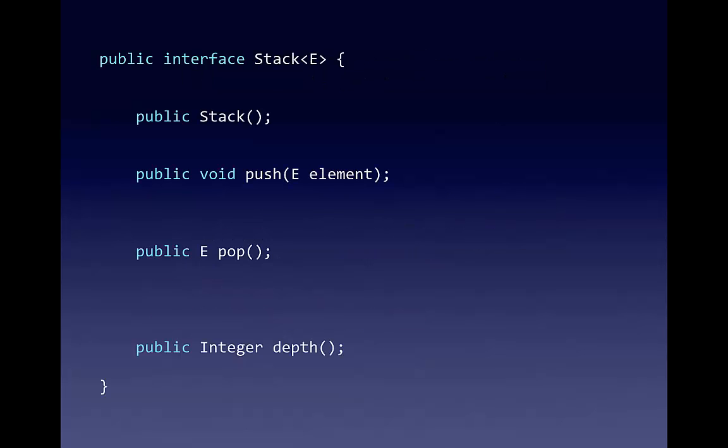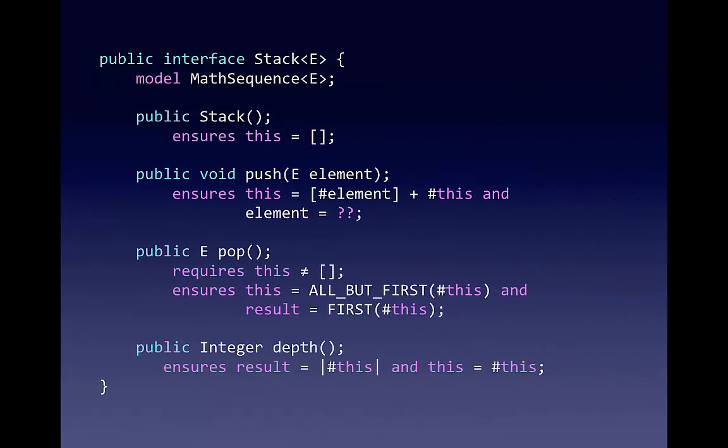Okay, here's the same stack interface we saw just a few slides back. And here is a formal specification for the stack component. Don't be put off by the notation. I'll explain it as we go along. For now, notice the model clause. It says that we are modeling stack objects with mathematical sequences. All this means is that we're going to treat a stack like a sequence. The first element in the sequence is going to represent the element at the top of the stack, and the last element in the sequence is going to represent the element at the bottom of the stack.